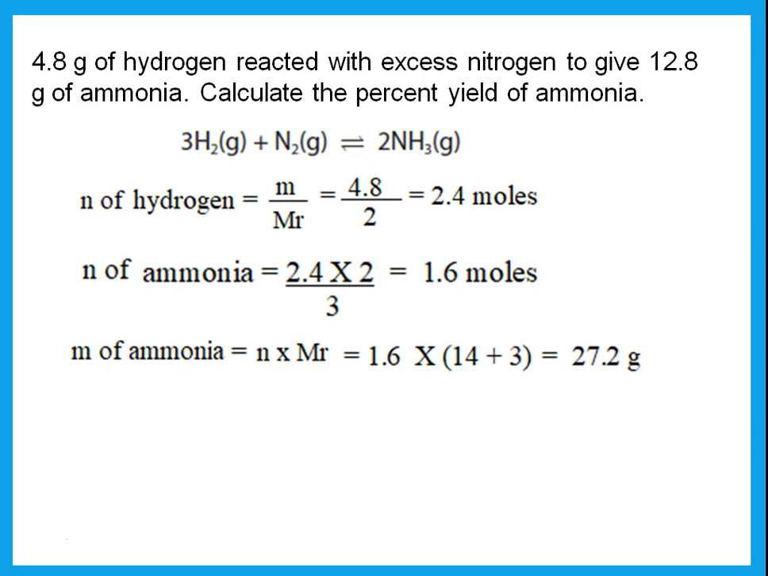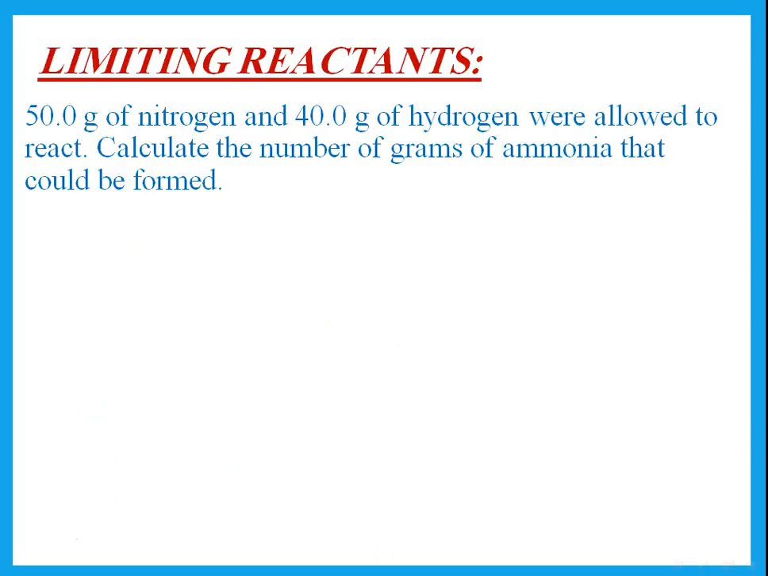But what did he actually get? He got only 12.8. So what is the percent yield? What he actually got, 12.8, over what he should have gotten, times 100. So we find that he got only 47% of his yield. Okay, the other kind of calculation is limiting reactants.